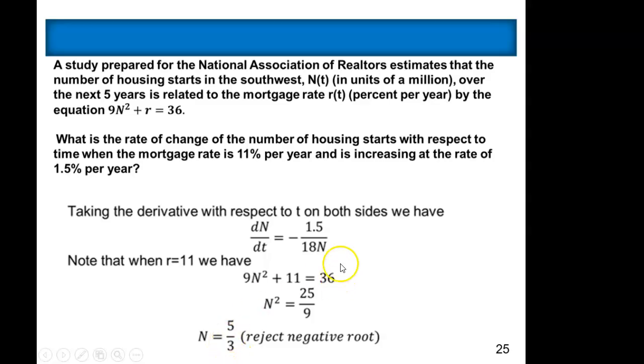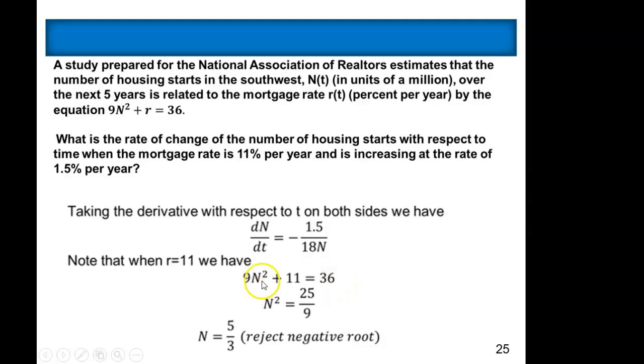Okay, so in order to actually answer this question, which is what is the rate of change when the mortgage rate is 11% per year, I need to know what the n is that goes with the rate of 11% per year. So I'm going to go back to this original equation here, and I'm going to plug in 11 for the r, and that's going to give me 9n squared plus 11 equals 36, which is what I have here.